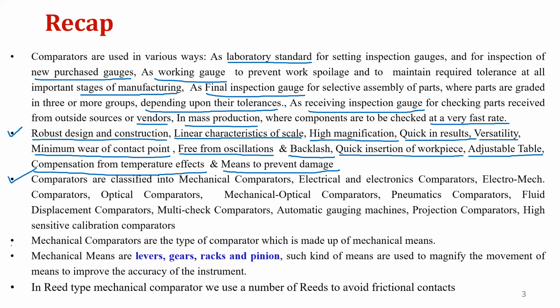So in that, the mechanical comparators. What is a mechanical comparator? Mechanical comparators are the type of comparator which is made up of mechanical means. So it uses levers, gears, and rack and pinion for magnifying the movement of the plunger into the pointer. And then we discussed the dial indicator, and also we discussed the reed type of mechanical comparator.